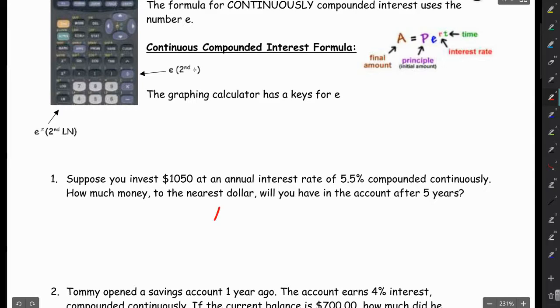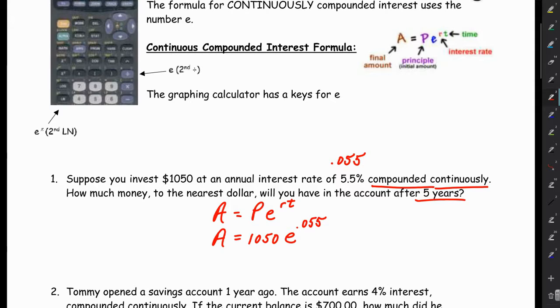So let's write out the formula. A equals P e to the rt. Now, it says we invested $1,050. So that was our initial investment. We have e, and just want to underline compounded continuously so we know we're using PERT. The interest rate is 5.5%, which we need to convert to a decimal, so that's 0.055. And over 5 years, so the value of t is 5.